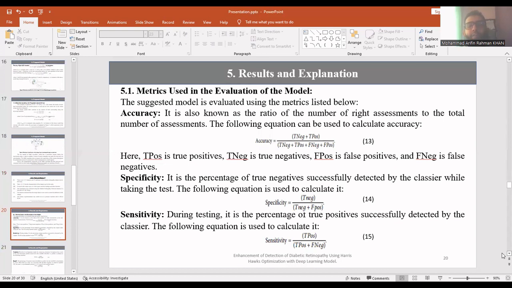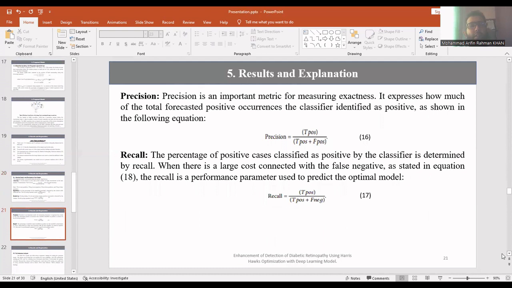Specificity. It is the percentage of true negatives successfully detected by the classifier while taking the test. The following equation is used to calculate it, which I have to mention as equation 14. Sensitivity. During testing, it is the percentage of true positives successfully detected by the classifier. The following equation is used to calculate it, which I have to mention as equation number 15 in this slide.